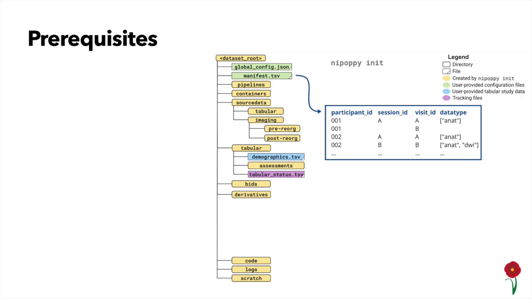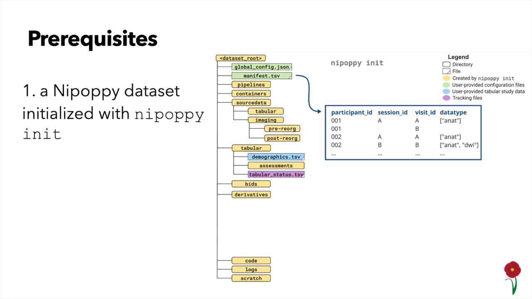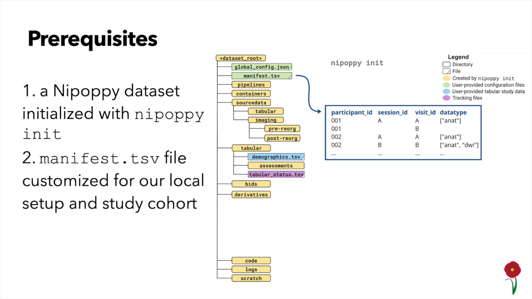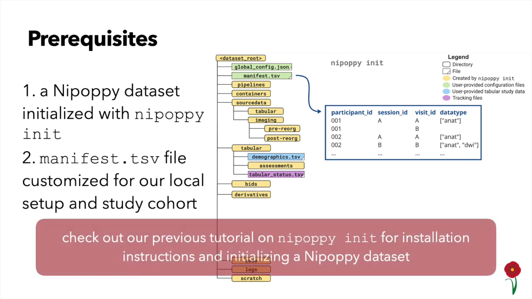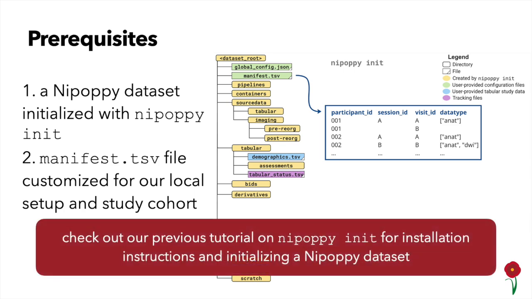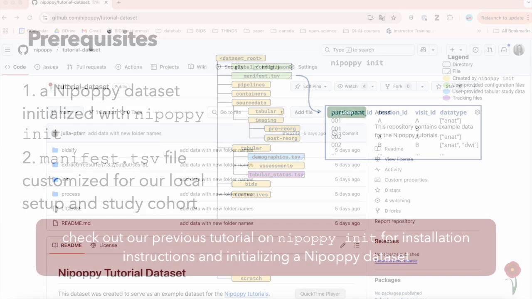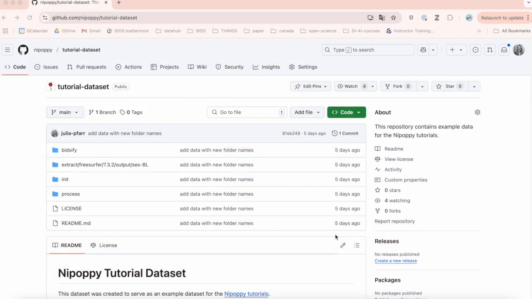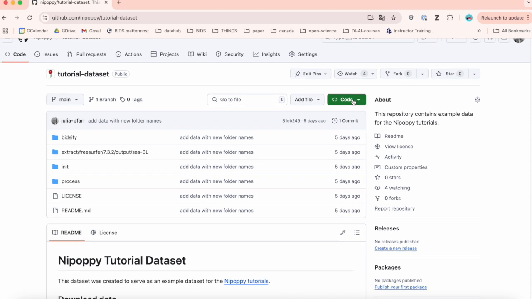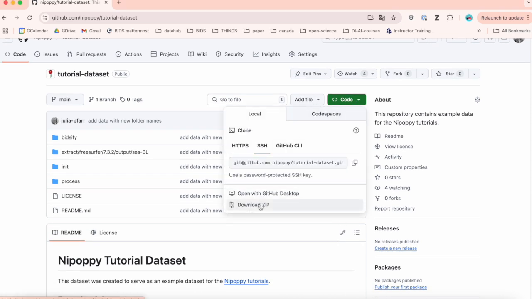To participate in this tutorial in a hands-on fashion, you will need a Nipoppy dataset created with Nipoppy init and the manifest file customized for our local setup and study cohort. If you are missing any of these prerequisites, please check out our previous video on Nipoppy init. Also, we provide an example dataset for all of our tutorials. Please visit the GitHub repo to download the example dataset, should you not have done so yet.